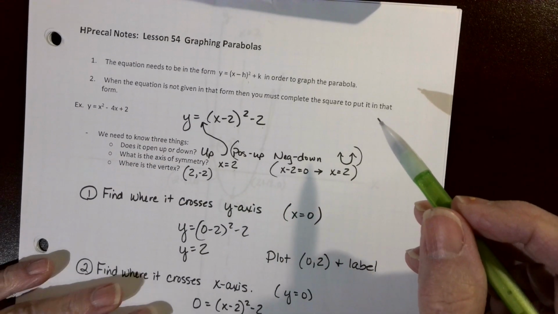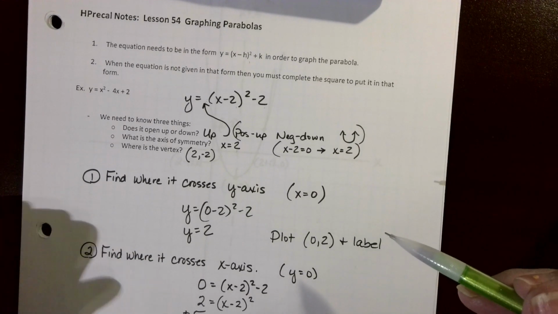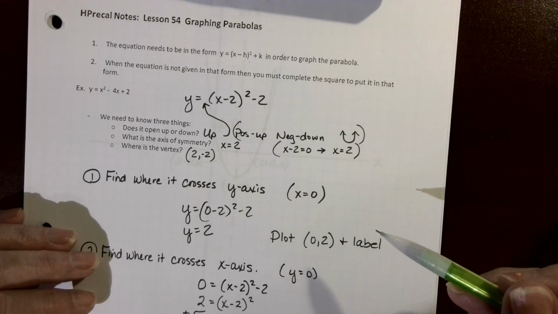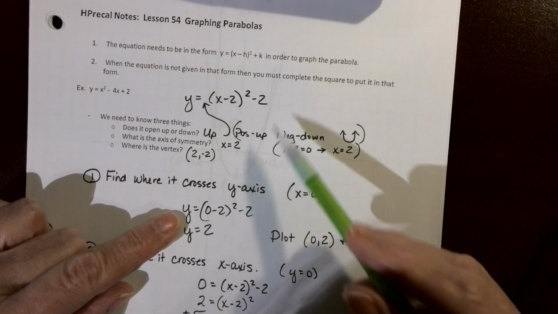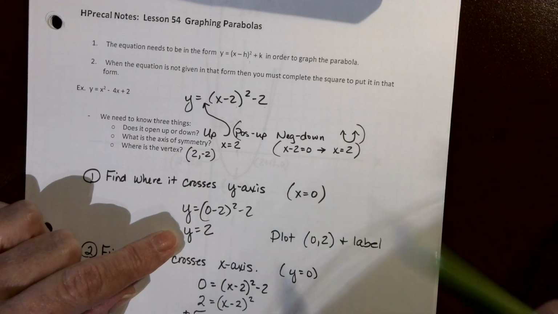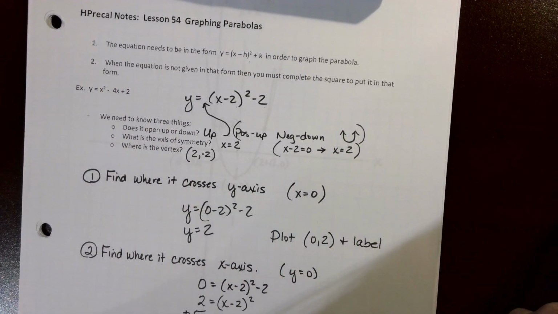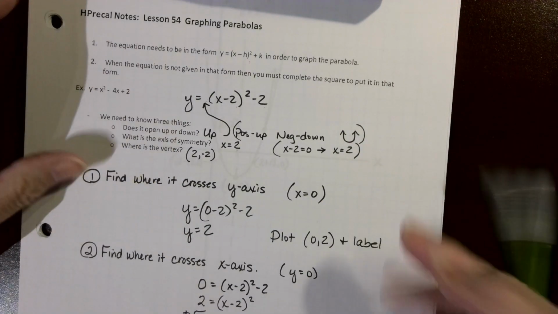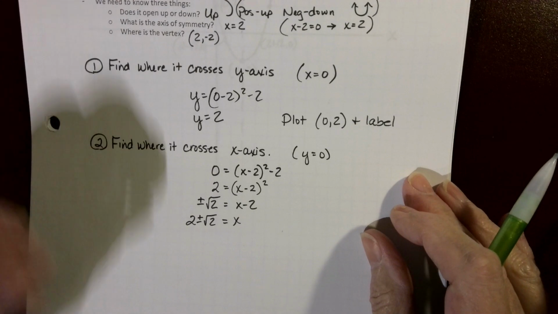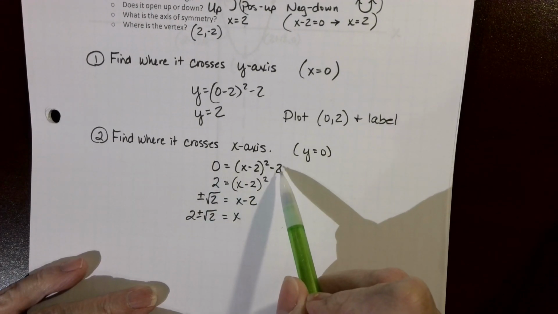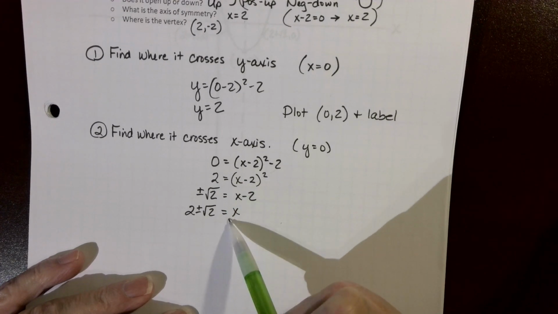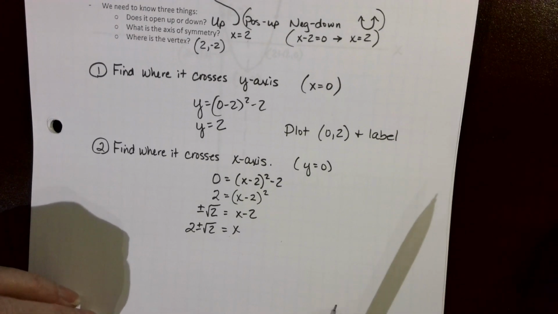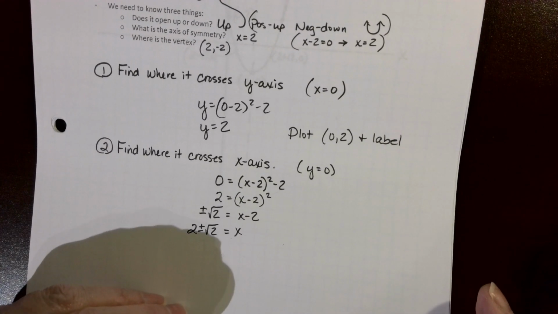So to find where it crosses the y-axis, that means where x is equal to 0. Then what you want to do is set x equal to 0 in your equation and solve for y. And you can plot that and then label it. And then find where it crosses the x-axis by putting in 0 for y. So when you put in 0 for y, then you need to solve this for x. So bring that over, take the square root of both sides, and solve. That's what you do to get ready to graph it.